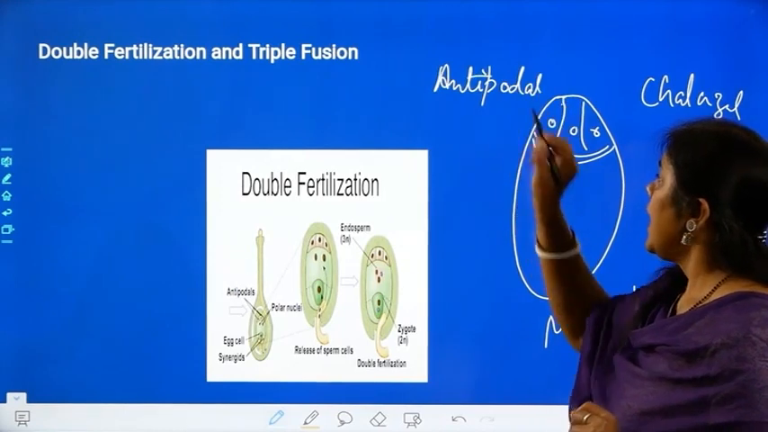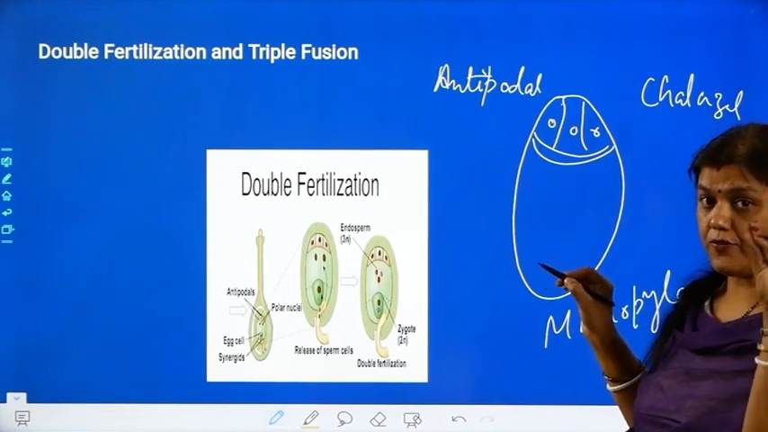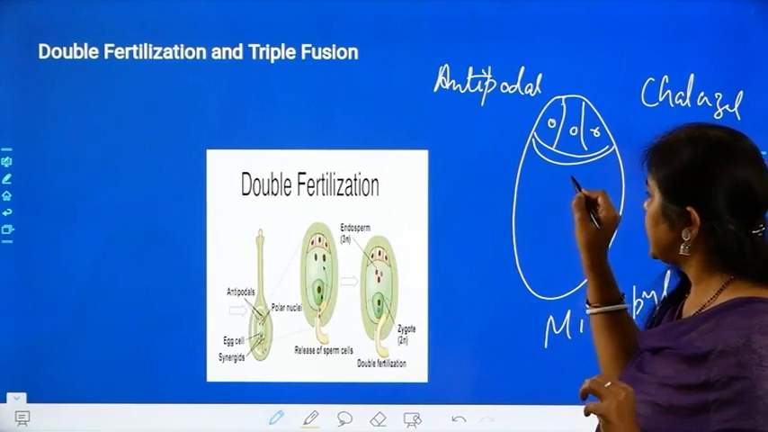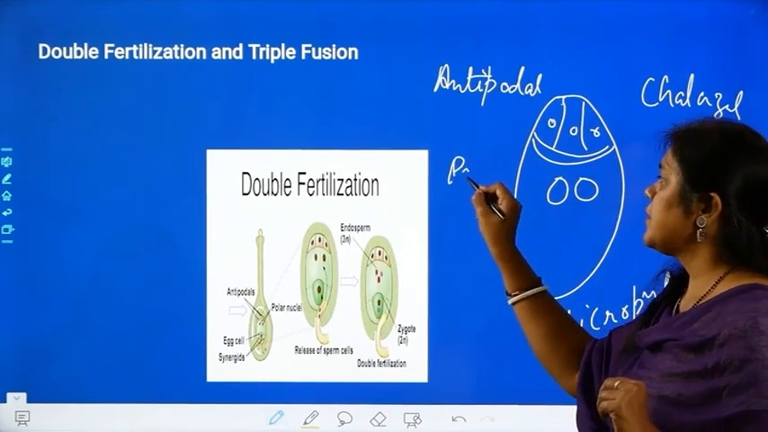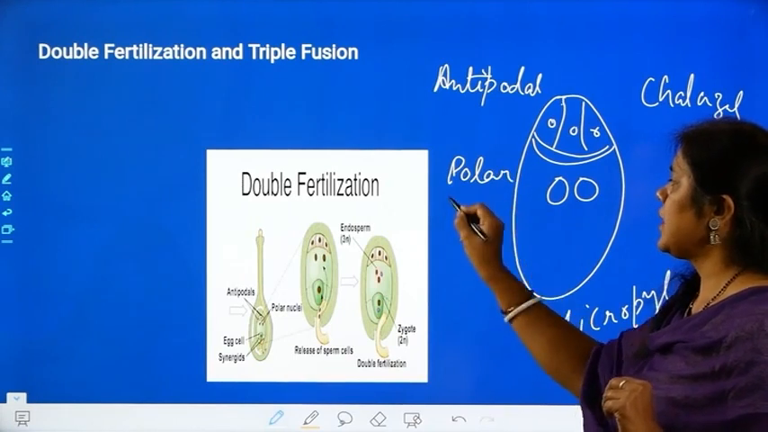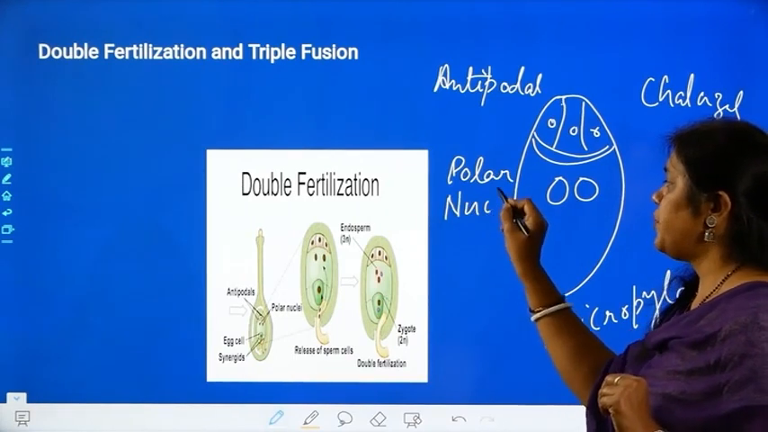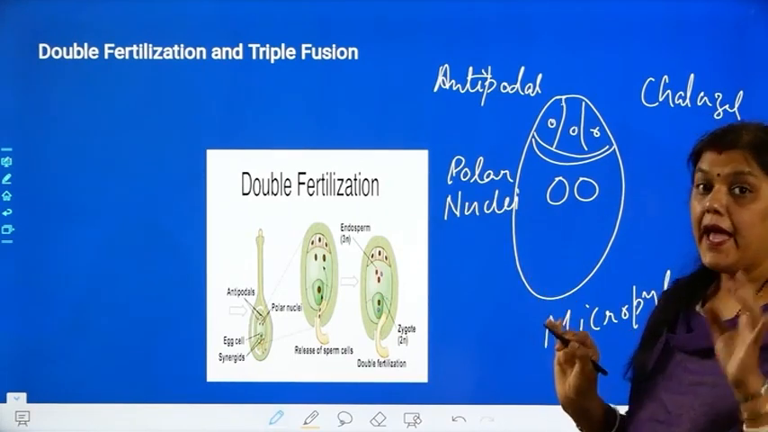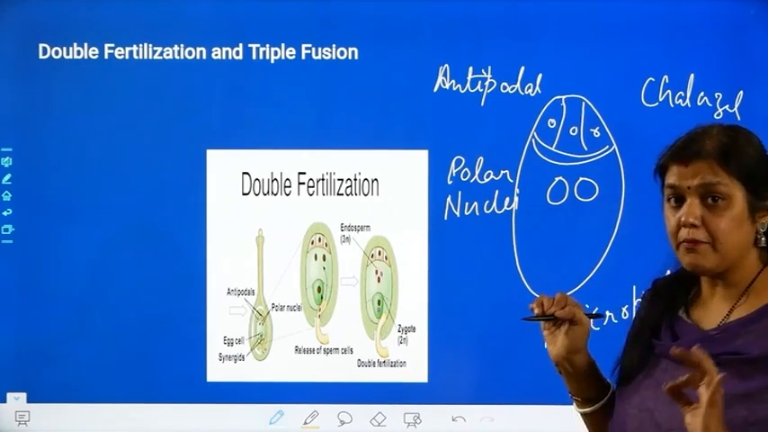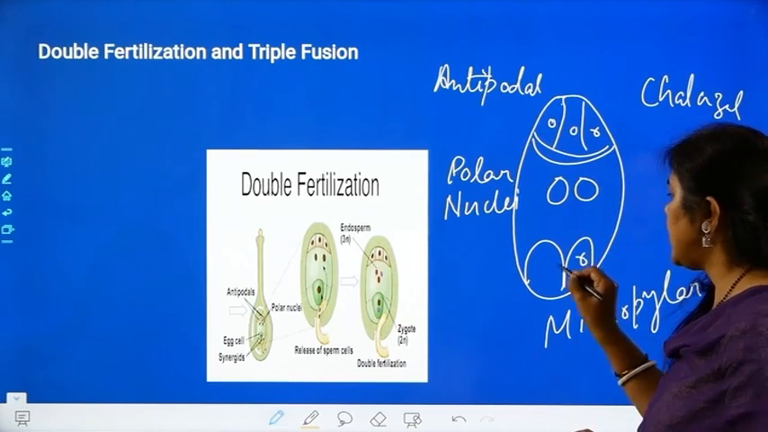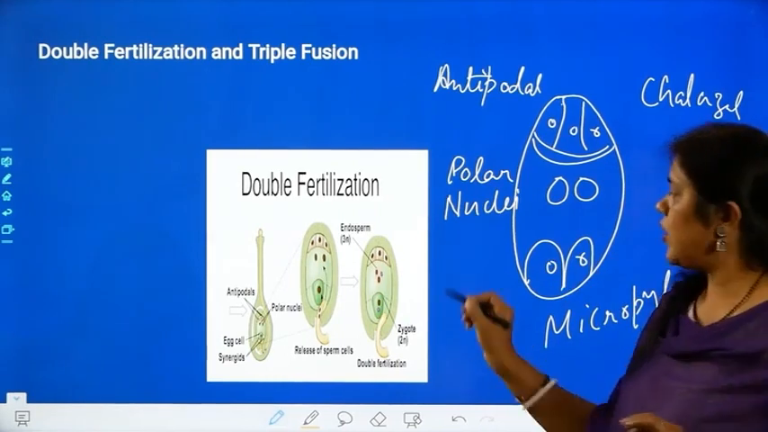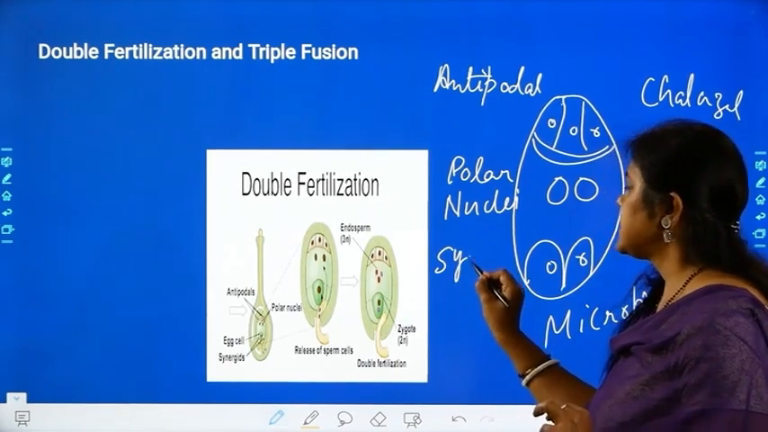In the center of the main embryo sac, there are two free nuclei. Those are called polar nuclei. Clear? At the base of it, near the micropylar end, there are two big cells. Those are called synergids.